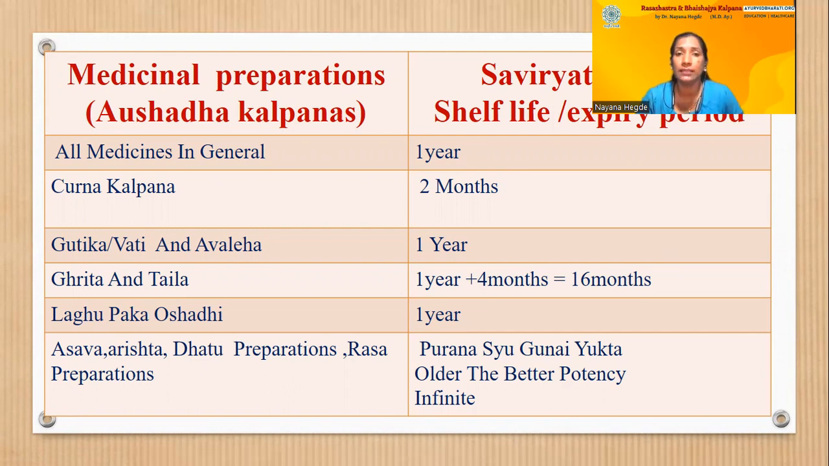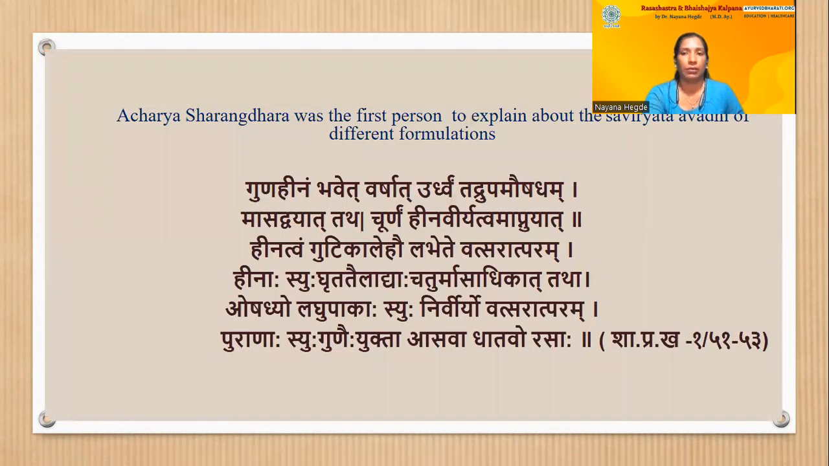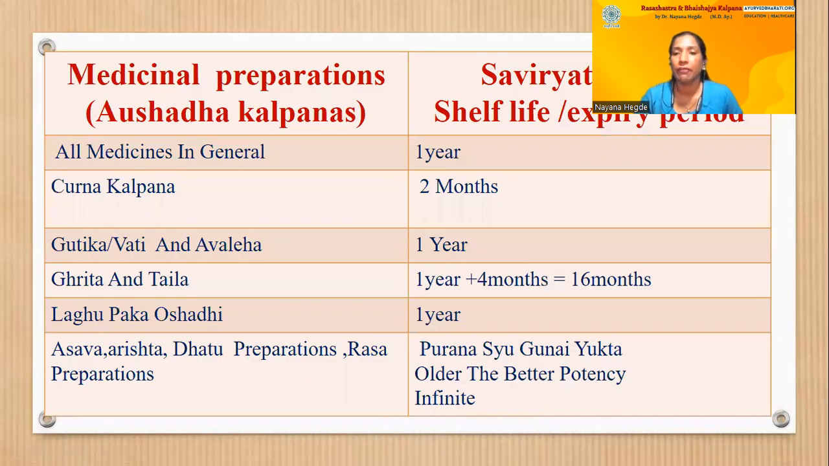Laghupaka aushadhi are having the shelf life of 1 year. औषध्यो लघुपाकाः स्युः निर्वीर्यो वत्सरात् परम। वत्सर मतलब 1 संवत्सर के बाद, and after 1 year it will start to lose its potency, nirvirya, or it completely ceases its potency after 1 year.